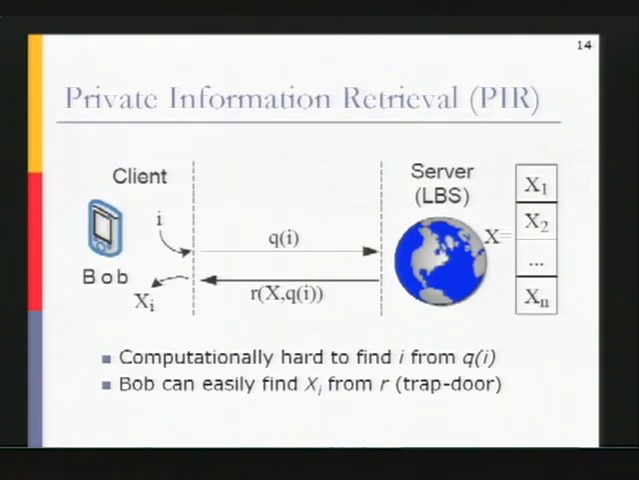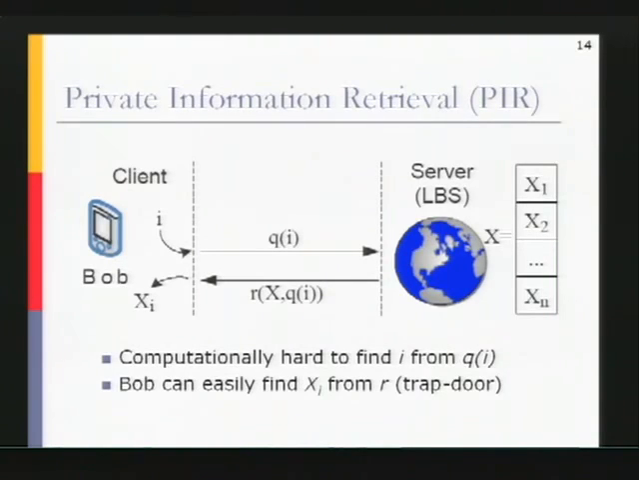On the left-hand side, we have a client. This is a two-tier architecture. There is no intermediate anonymizer. So what Bob, the client, wants is to retrieve the item xi. The search is based on index. However, he does not want the server to find out the value of i. So what is he going to do?